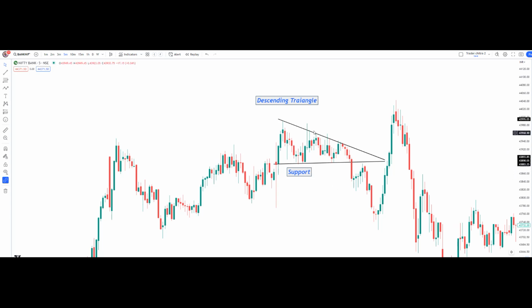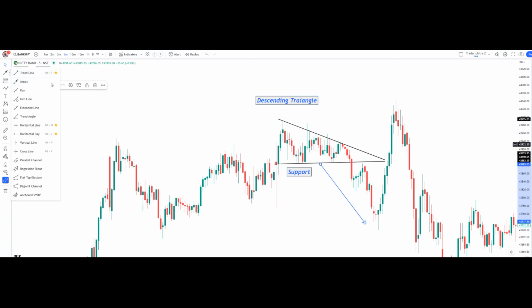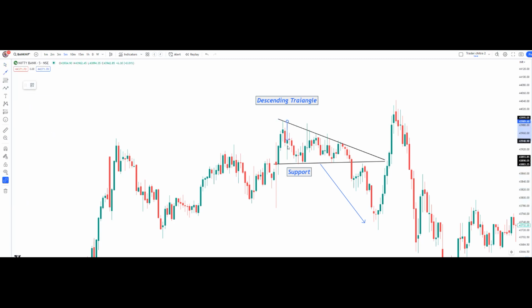This is a support line and this is the upper trend line. So it is forming lower lows. When this support level is broken, we can enter into the put trade, that is, we can enter into the short trade. And the target is the height of the triangle. So we can measure the distance. This is the target. Our target got achieved in this particular short trade.